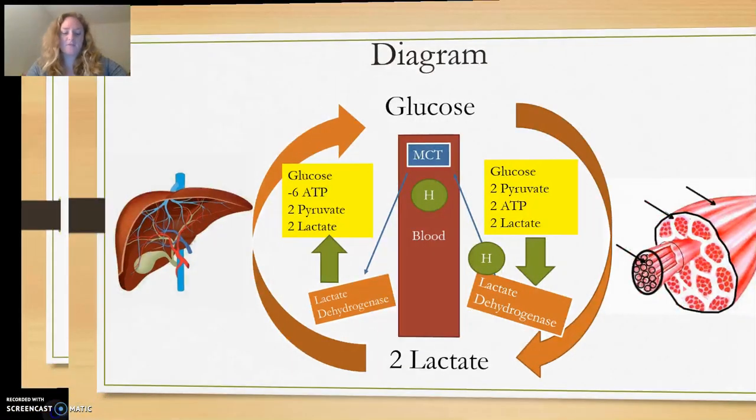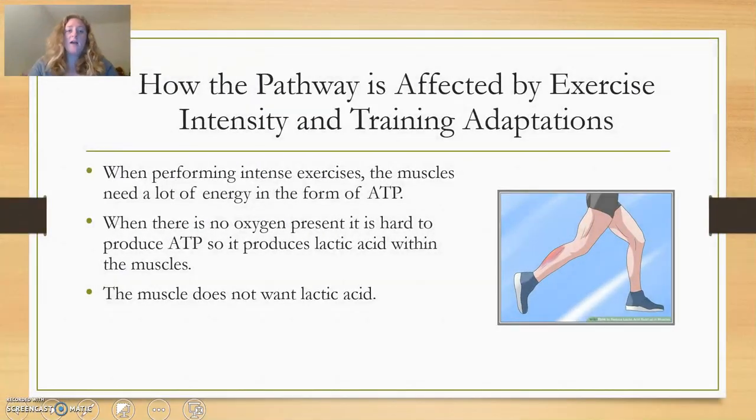As we move forward, how are the pathways affected by exercise? When performing intense exercises, we do need energy, which is ATP. As I stated before, it's hard to get ATP through this process of lactate because it's so slow. When there's no oxygen present, you get lactic acid within the muscles. As I said before, you don't want lactic acid in the muscles because it could cause damage to them.